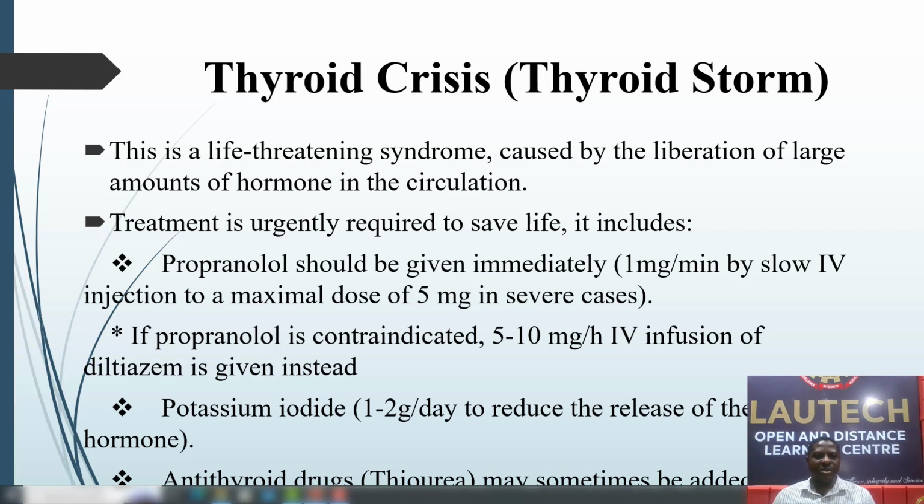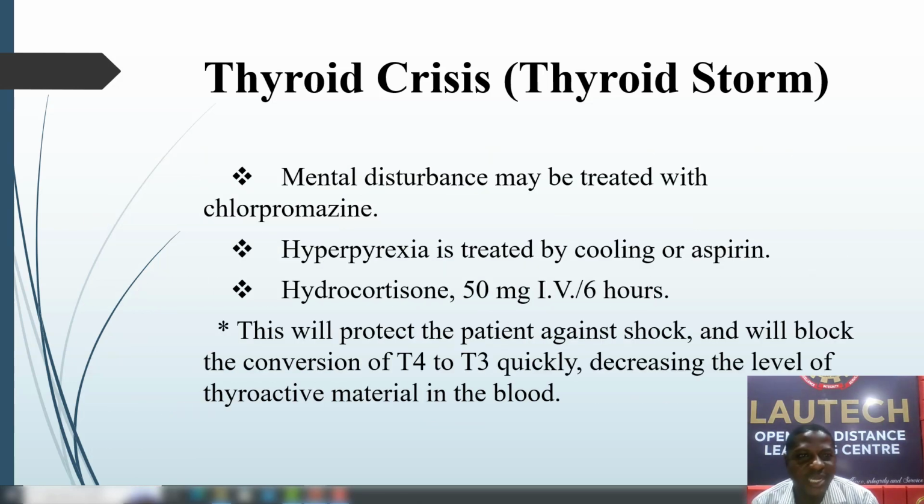It includes propranolol, which should be given immediately, 1 milligram per minute by slow intravenous injection to a maximum dose of 5 milligram in severe cases. If propranolol is contraindicated, 5 to 10 milligram per hour of IV infusion of diltiazem is given instead. Then potassium iodide, 1 to 2 grams per day to reduce the release of the hormones. Then antithyroid drugs like thiouracil may sometimes be added.